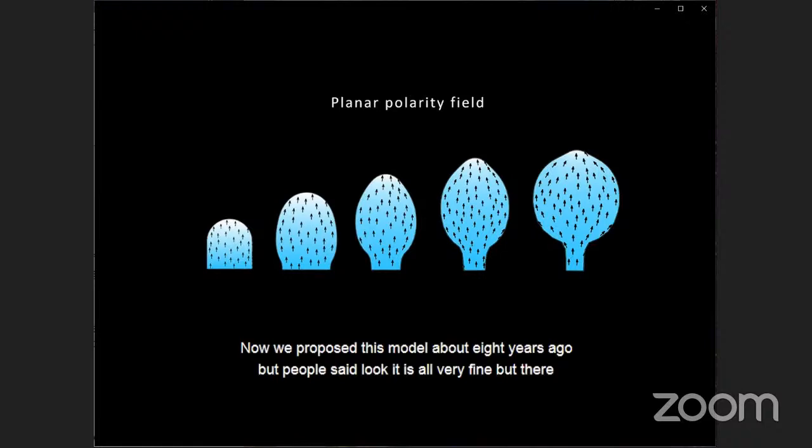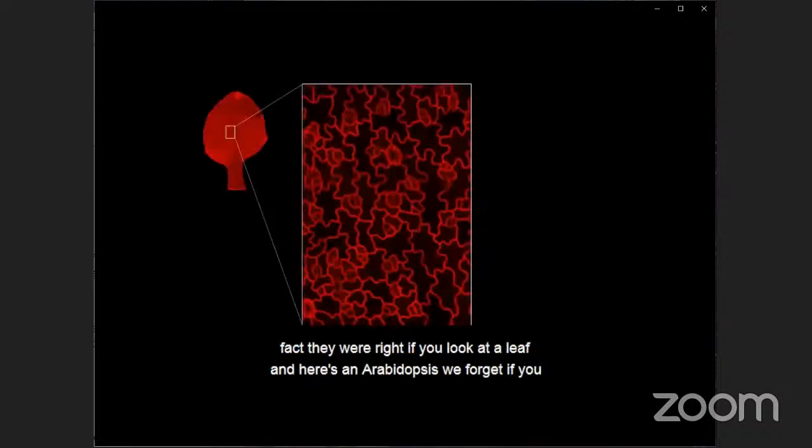Now, we proposed this model about 8 years ago, but people said, look, it is all very fine, but there is no evidence for any of these arrows. Where is the biological evidence for these arrows? And in fact, they were right.